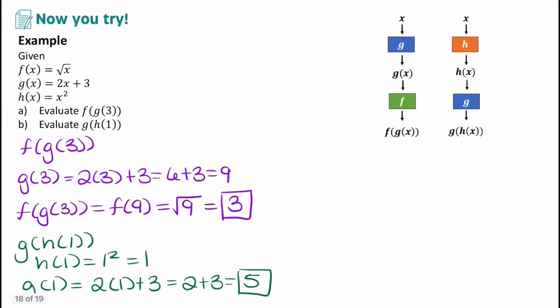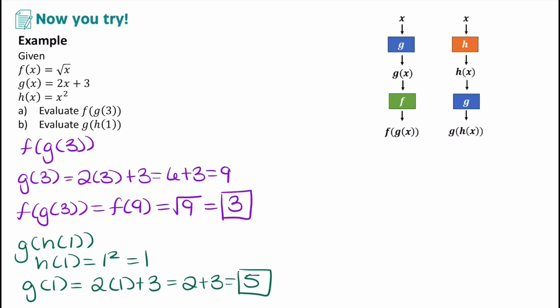So once again, we have 3 functions. If we start off by evaluating f of g of 3, I'm going to start by evaluating g of 3. Well, g is 2x plus 3, so when I plug in 3, I get 9. Then I'm going to take that 9 and plug it into f of x. So f of 9 is going to give me the square root of 9, which is equal to 3.